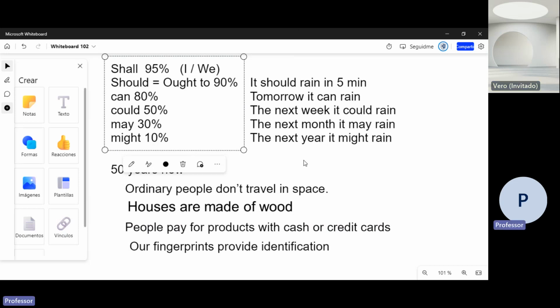Very good. Beto, do you have any questions here? No, teacher, perfect. Let's make an exercise now. Let me show you. Okay, let's do it together.